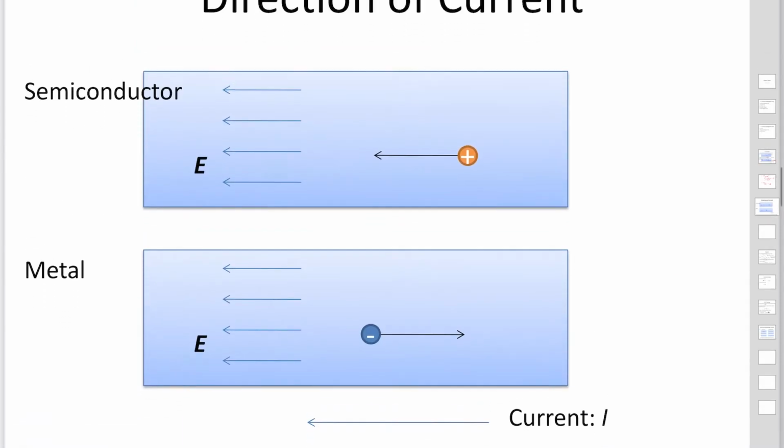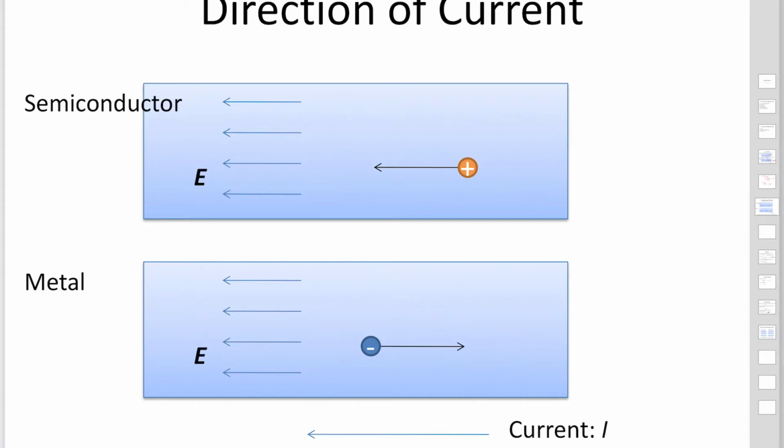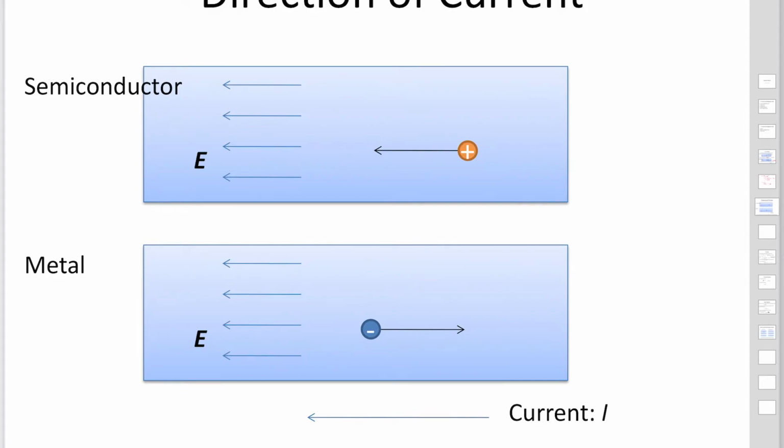So, direction of the current. If we consider semiconductors, positive charge can be responsible for the current. In the metals, electrons are responsible for the current. So the direction of the motion of the positive charge is the same as the direction of the electric field, but in the metals, electrons move in the opposite direction with respect to the electric field.